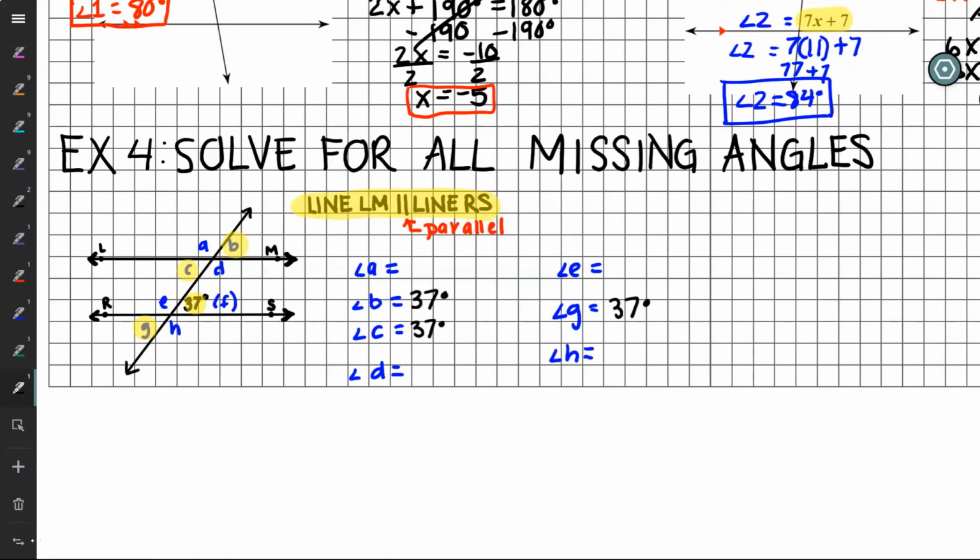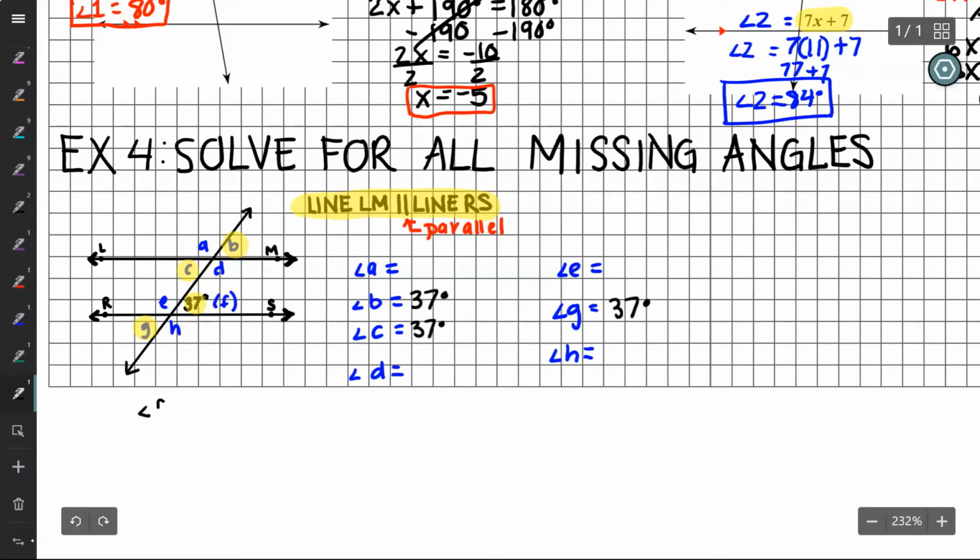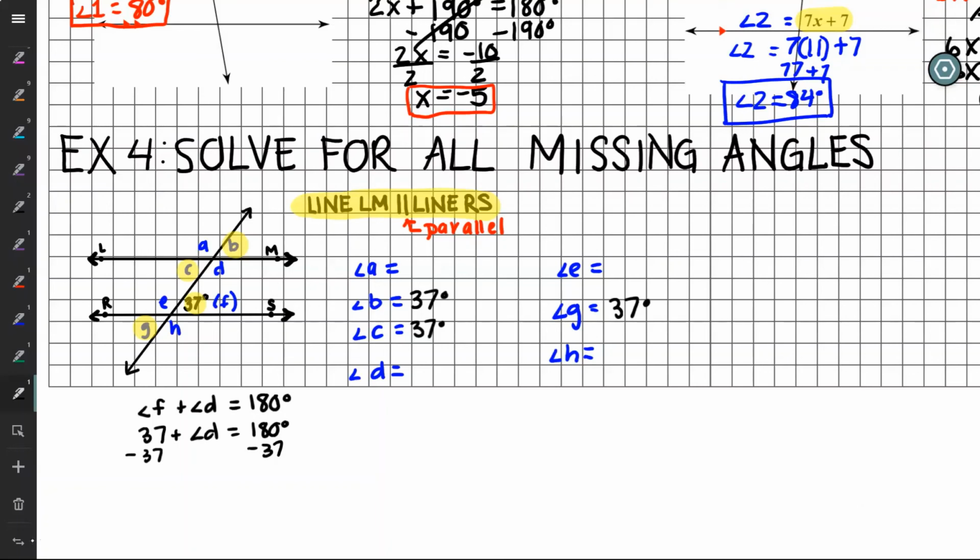Alright, now let's look at another relationship. So angle F and angle D are same side interior angles, which means that they add up to 180. So that means that angle F plus angle D equal 180 degrees. So I know angle F is 37. I don't know what angle D is, but I can solve for it. I'm going to subtract 37. So 180 minus 37 gives me that angle D is 143 degrees.